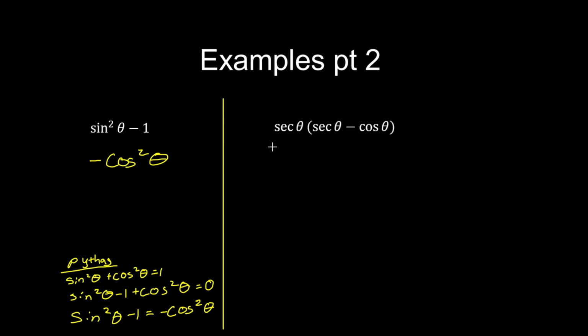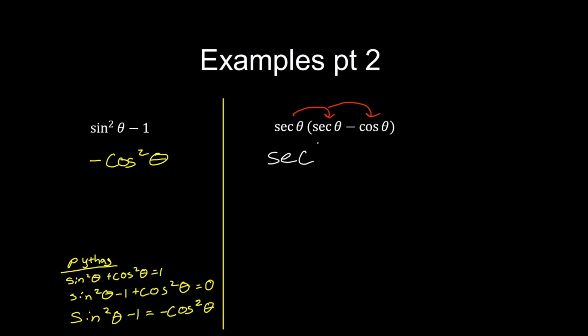Something in my math gut is telling me to distribute the secant of theta, because that way I can get rid of these parentheses. So I'm going to go ahead and distribute just like we did in a previous example. And I get secant squared theta, forgot the c.